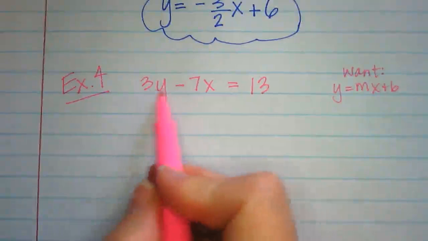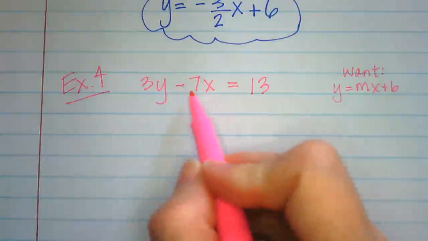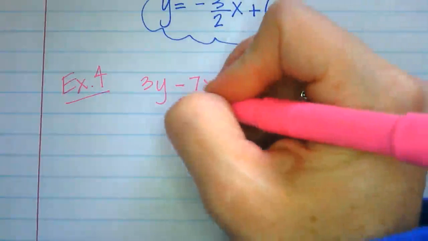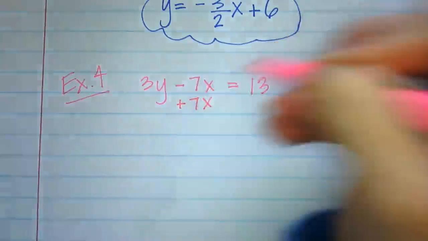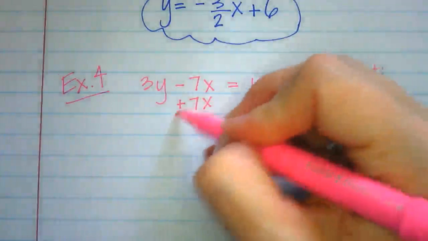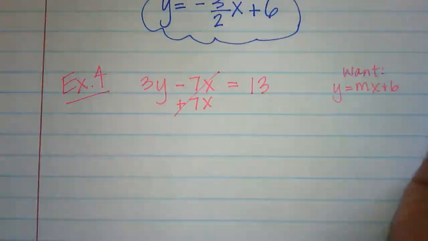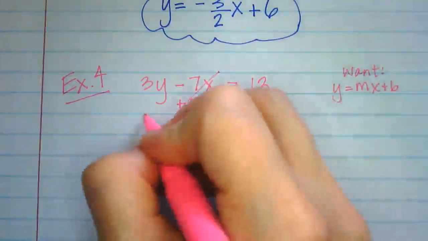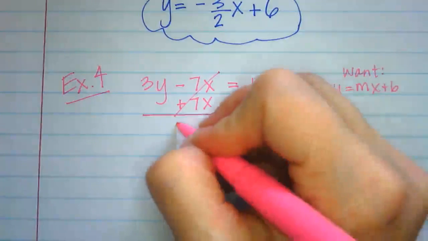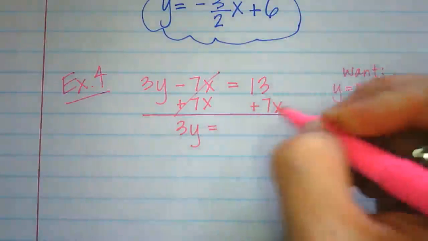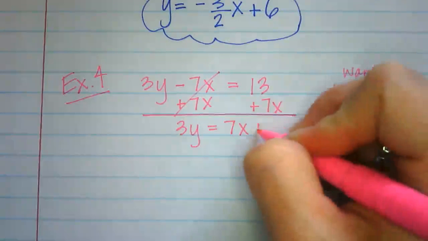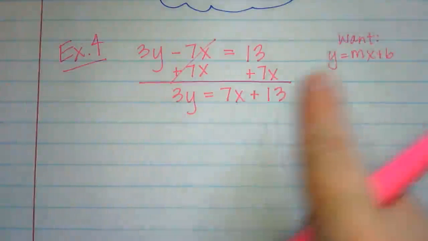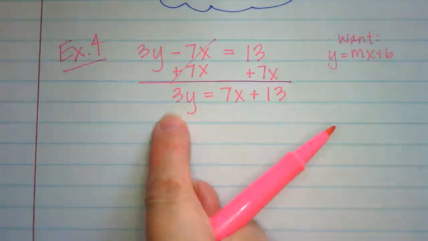All right, so we need to get the y by itself. So we need to get rid of a negative 7x. So the way to get rid of a negative 7x would be to cancel it with a positive 7x. So those will cancel. So that means we have to add 7x on this side. So now we have 3y equals 7x plus 13. All right, almost done. We just need to get rid of the 3.